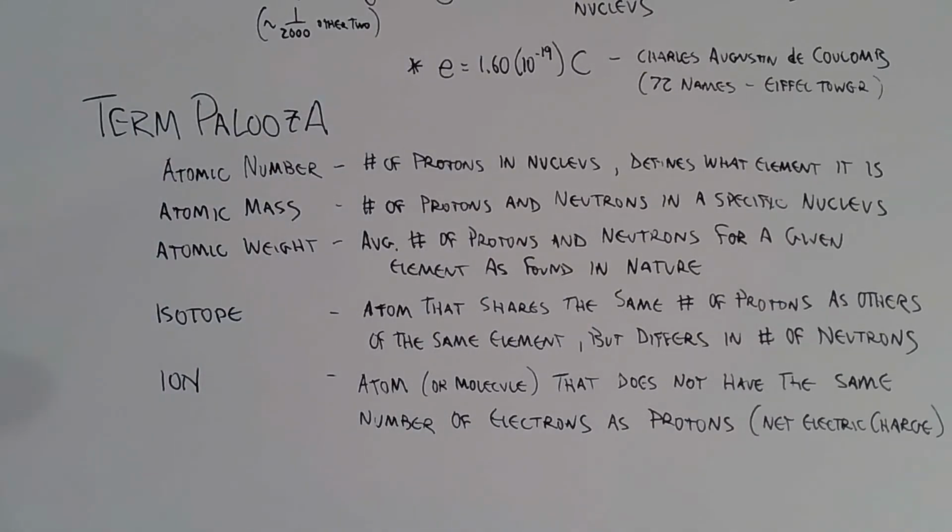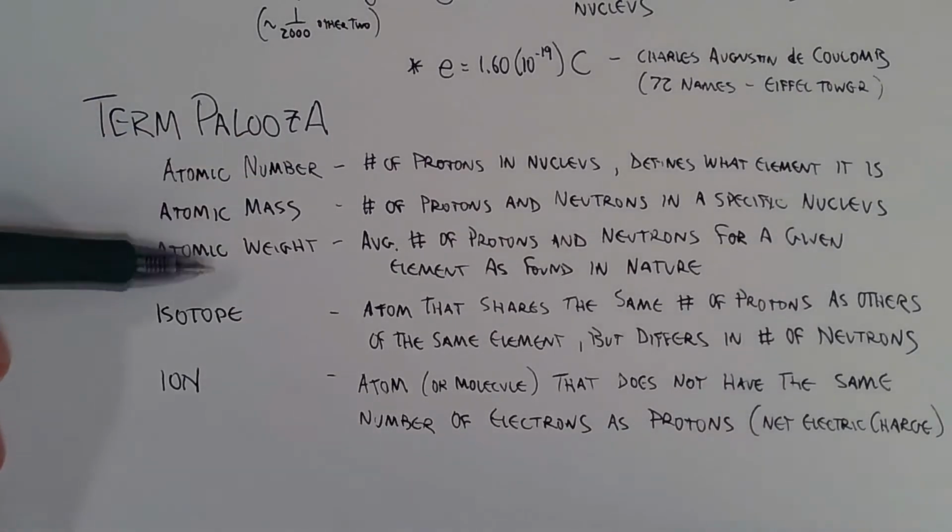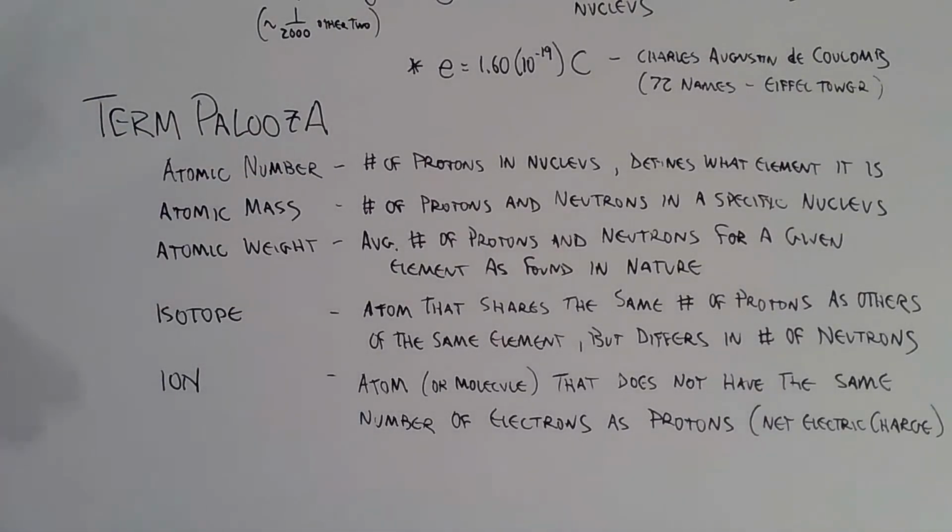Okay, so that's our sort of introductory segment there. If nothing else, just watch out for the vocabulary, because it can be confusing, the difference between atomic number, atomic mass, atomic weight. Isotopes and ions, kids mix up very easily as well.